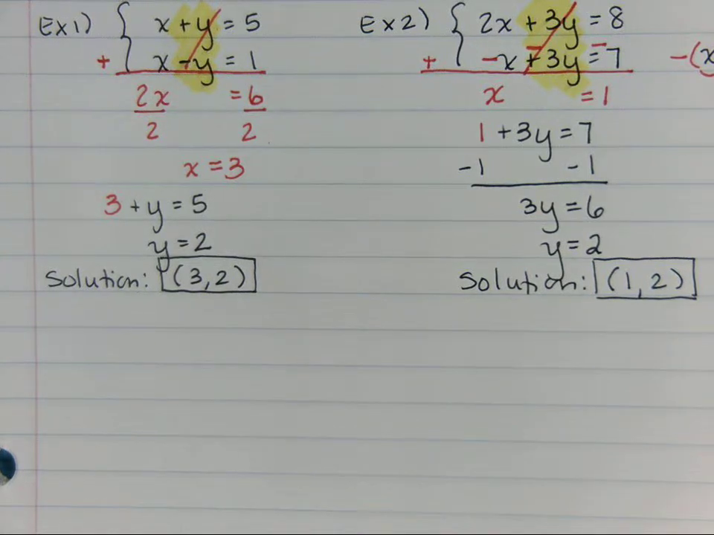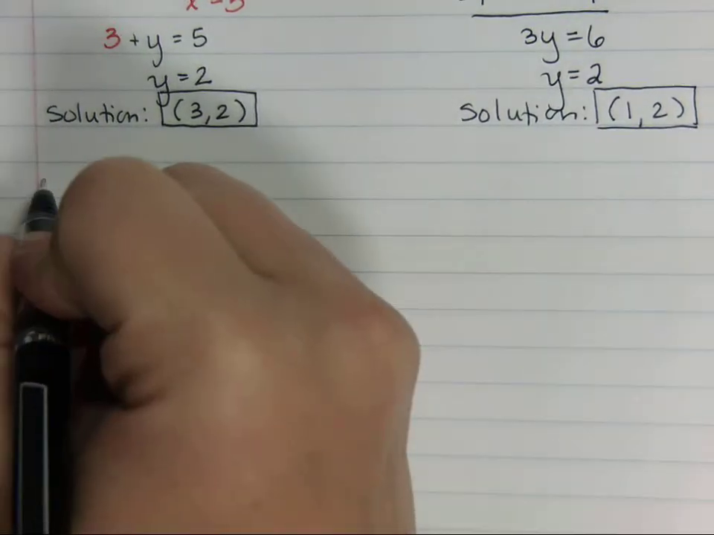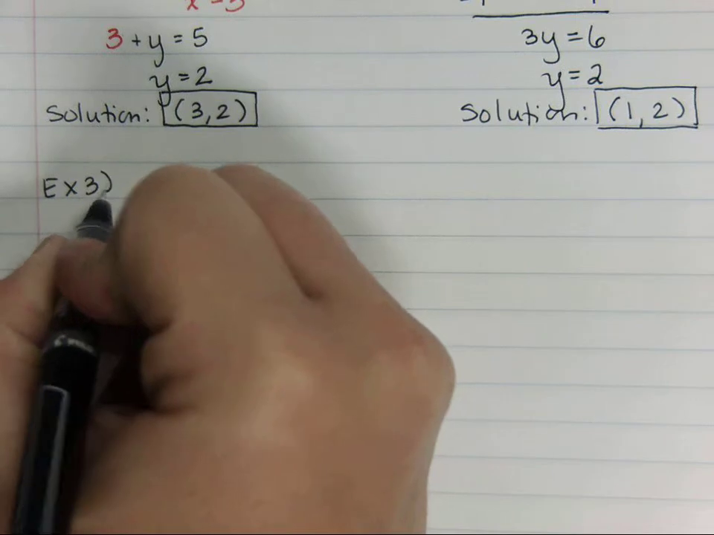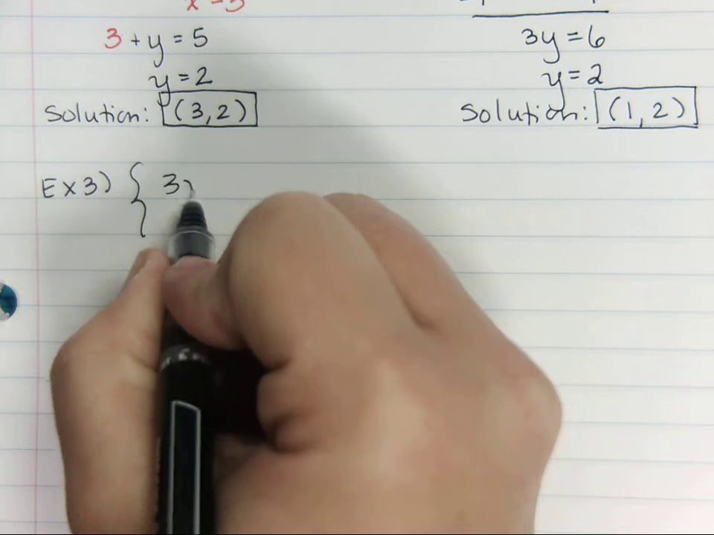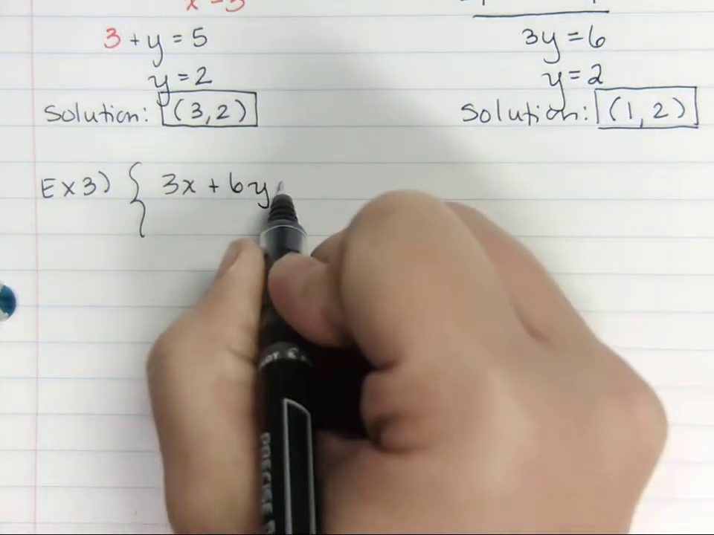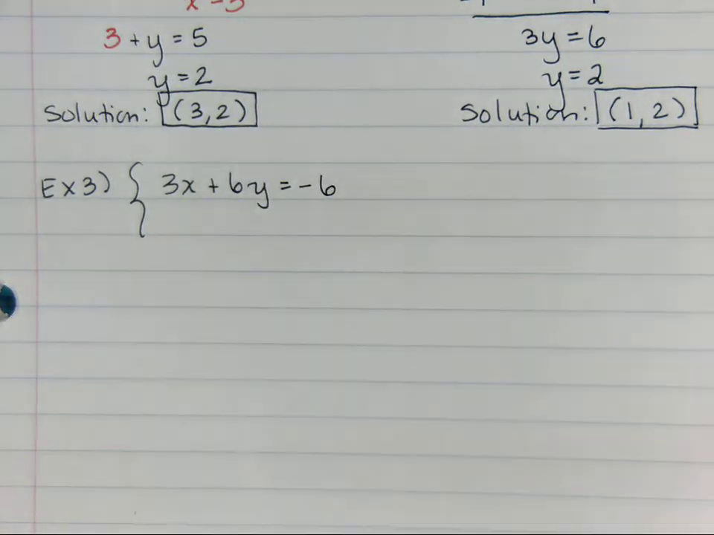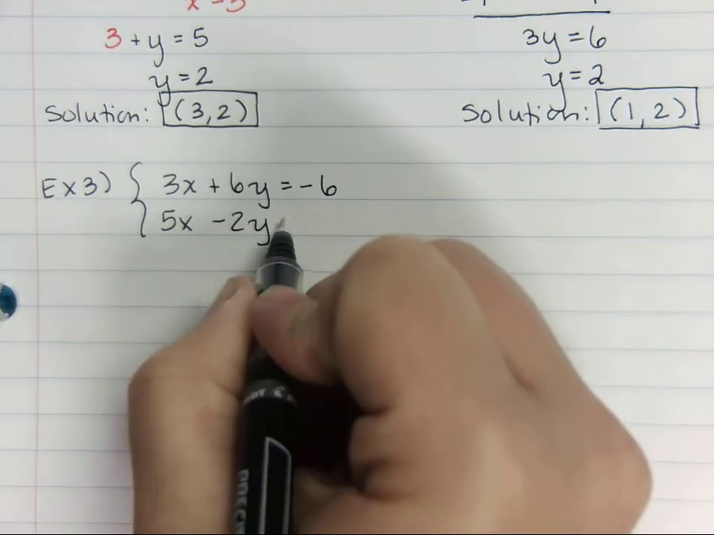Let's look at a couple of examples for solving systems using the addition-elimination method, where we have to modify one or both of the equations in the system. So let's get a system down that we can work with. For example, I want to look at the system 3x plus 6y equals negative 6 and 5x minus 2y equals 14.